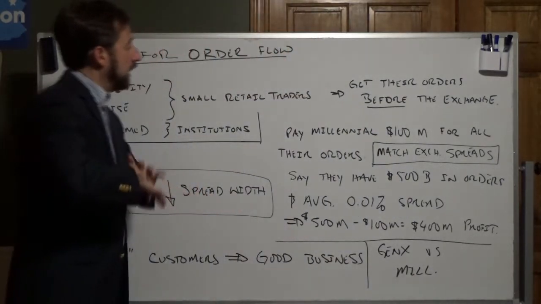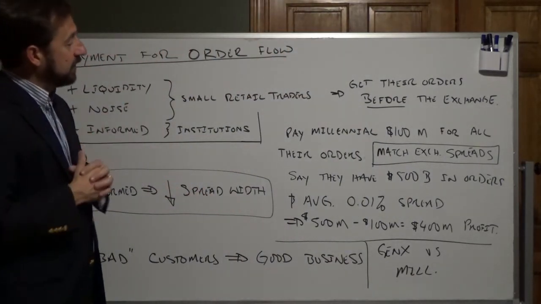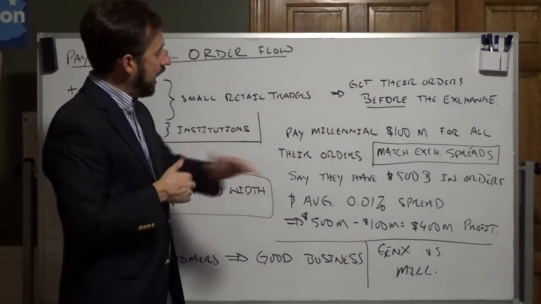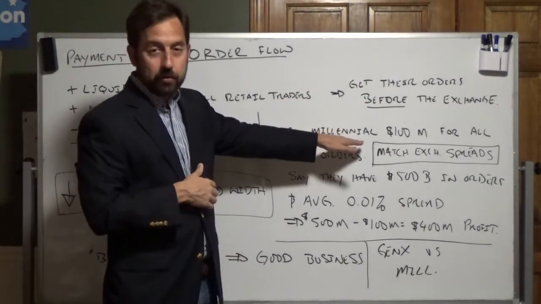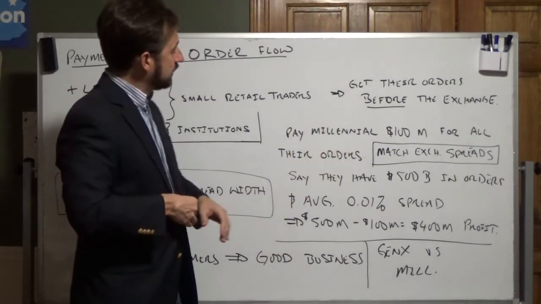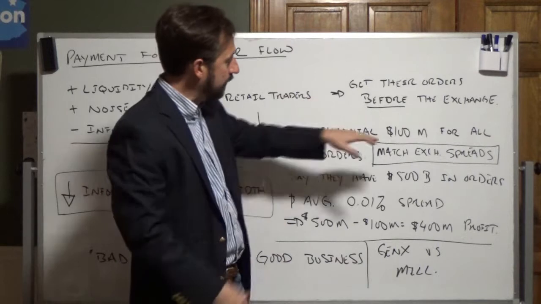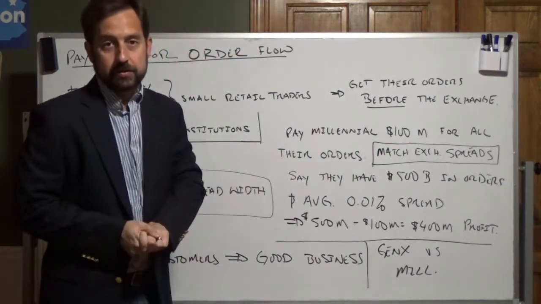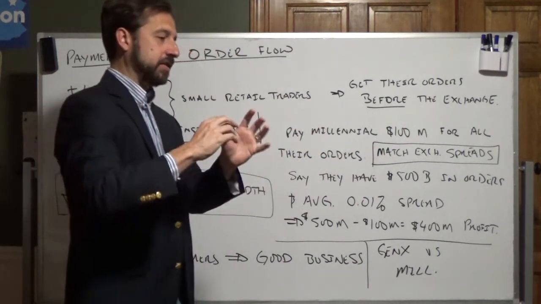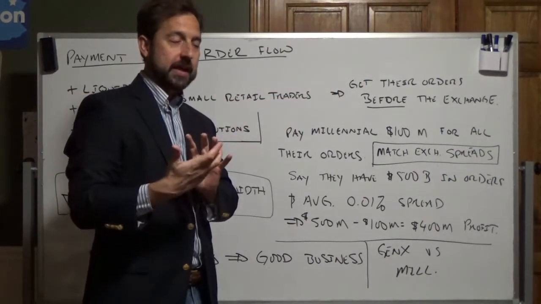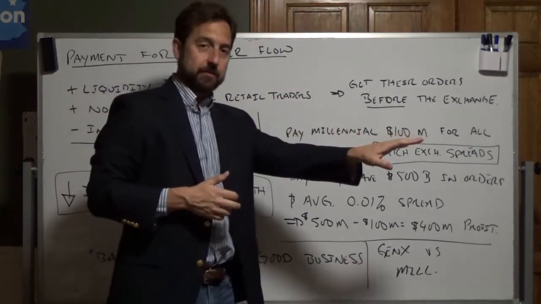So what I might do as a market maker is I'm going to say, okay, well, I'm going to get their orders before they even get to the exchange. So let's just say there's a brokerage called Millennial Inc., right? So what I'll do is I'll pay Millennial, a brokerage firm, $100 million for all of their orders, right? So the idea is their orders are going to come to me first, and I'm going to decide if I want to trade against them, and then if I don't, then I'm going to send them to the exchange, right?